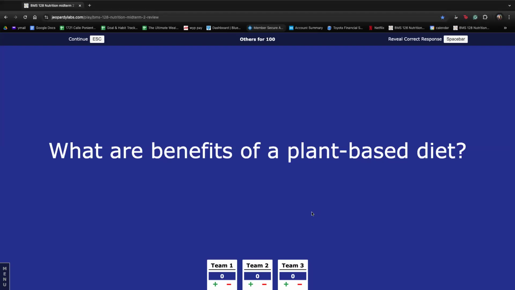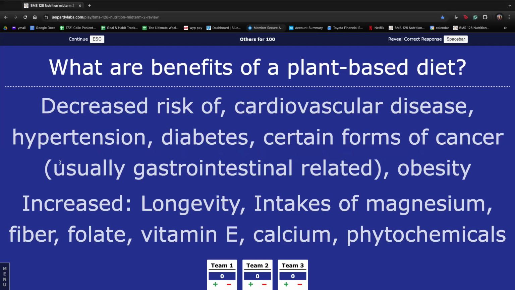So here are other examples: hypertension, diabetes, cancer, obesity is lowered, and increased longevity, intakes of these vitamins and minerals that we haven't gone over, and phytochemicals.